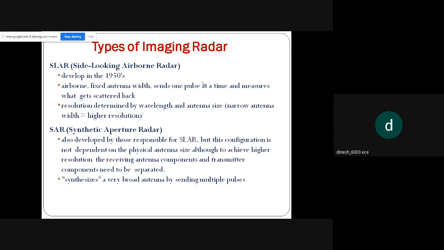SLAR, first, was developed in the 1950s, which is an airborne fixed antenna that sends one pulse at a time and measures whatever signals are scattered back. The resolution is determined by the wavelength and antenna size, where a narrow antenna width is equal to high resolution.